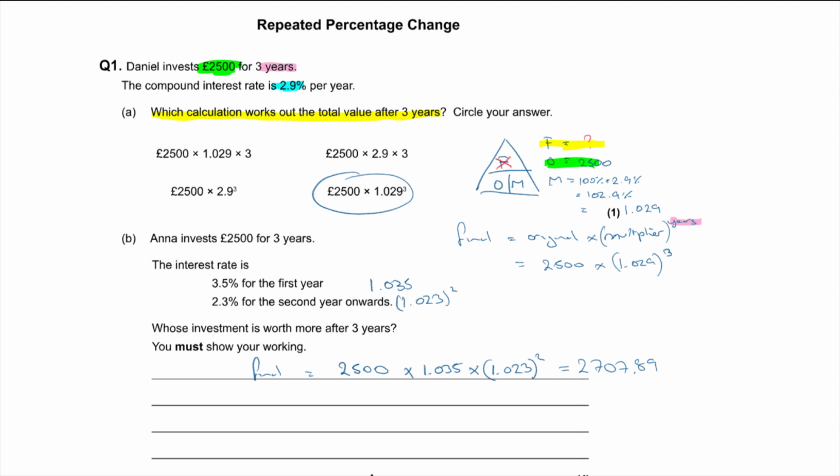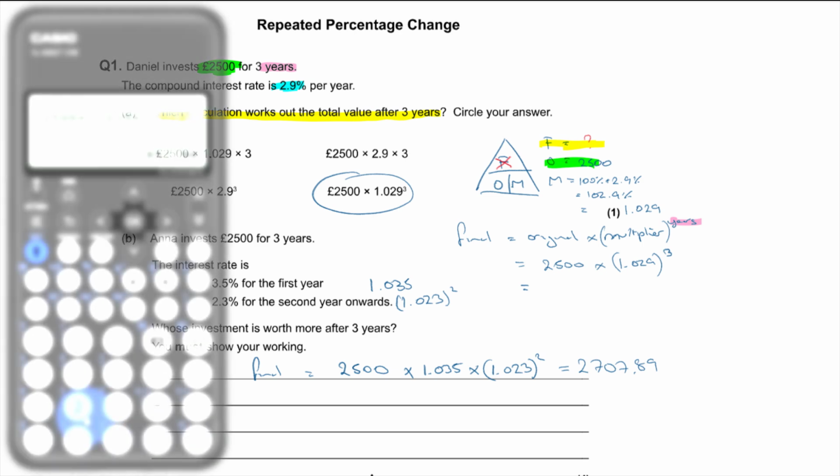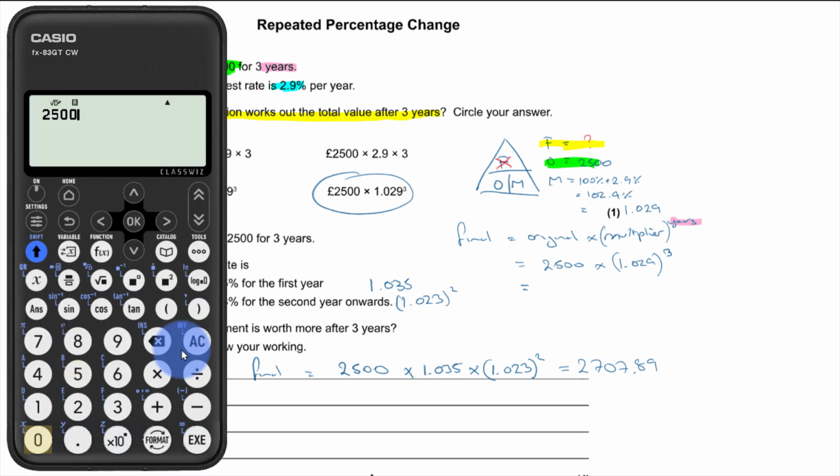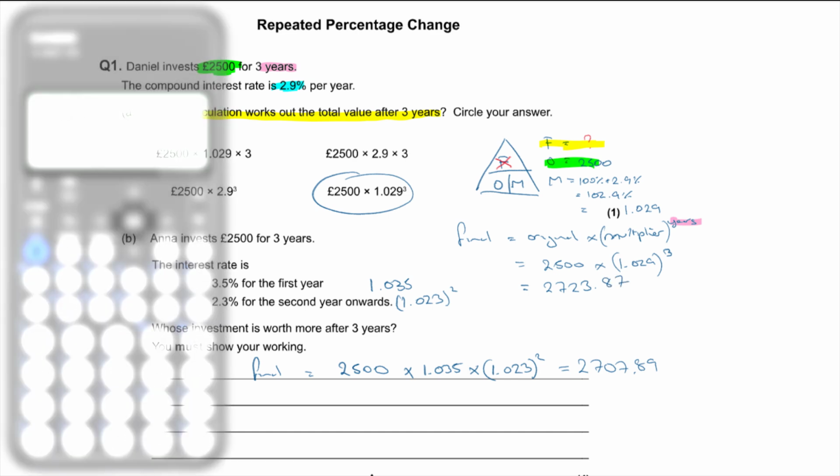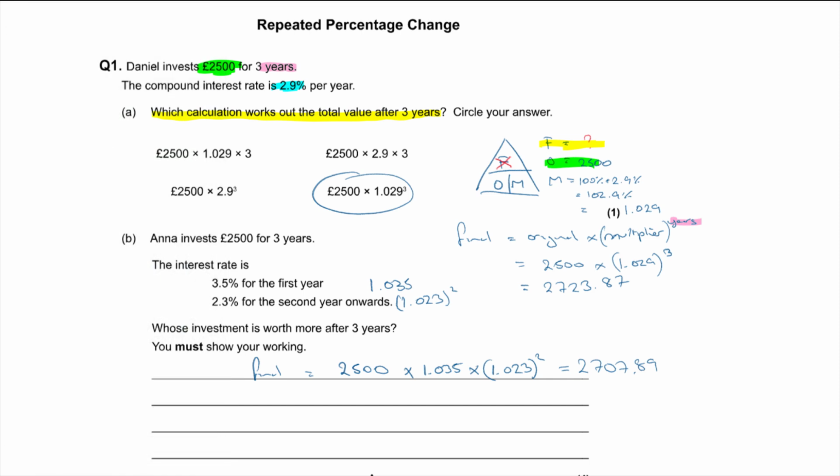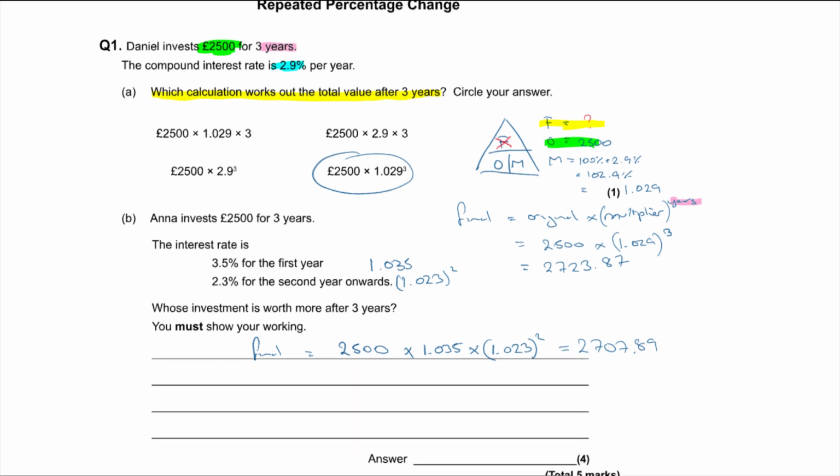Now we need to compare it, don't we, with what Daniel has to see which one is better. So you also need to evaluate this expression I wrote down here as well. So 2,500 times 1.029 raised to the power of 3. What does that one come out to? That comes out to 2723.87. Okay, so we can see then that Anna's investment was worth slightly less than Daniel's. So the answer is going to be Daniel.